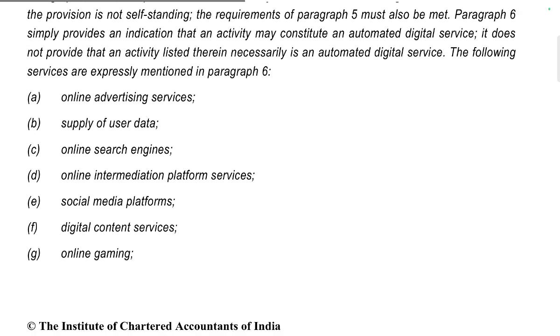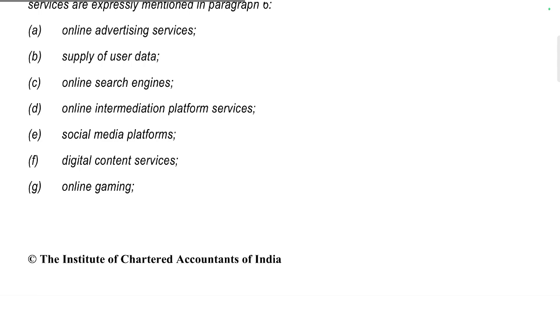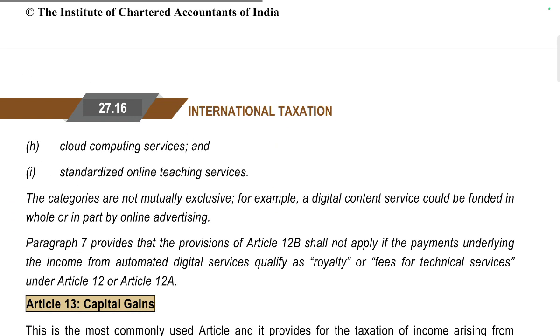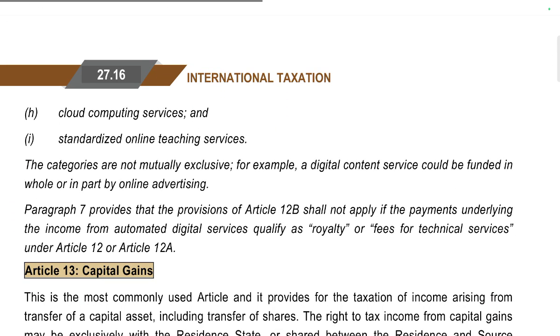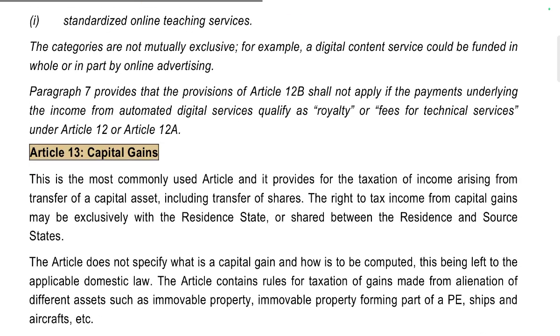Online advertisement services, supply of user data, online search engines, online intermediation platform services, social media platforms, digital content services, and online gaming, cloud computing services, and standardized online teaching services. These categories are not mutually exclusive. For example, a digital content service could be funded in whole or in part by online advertisement. Paragraph 7 provides that the provisions of Article 12B shall not apply if the payment underlying the income from automated digital services qualifies as a royalty or a fee for technical services under Article 12 or Article 12A.